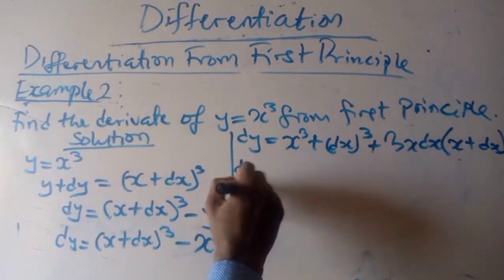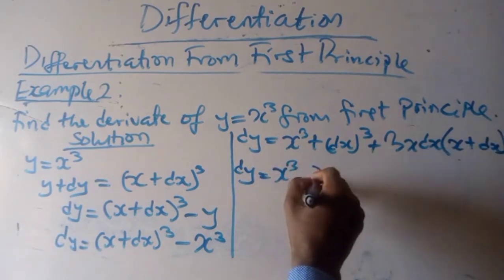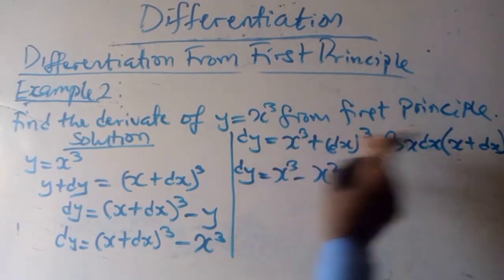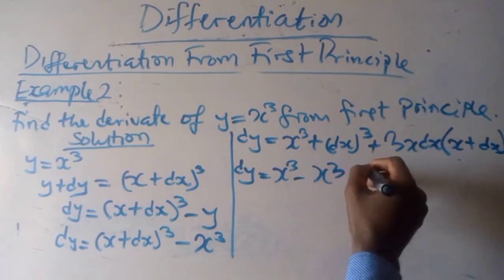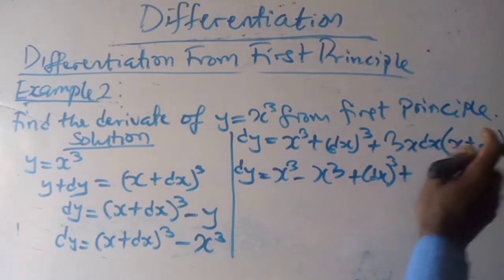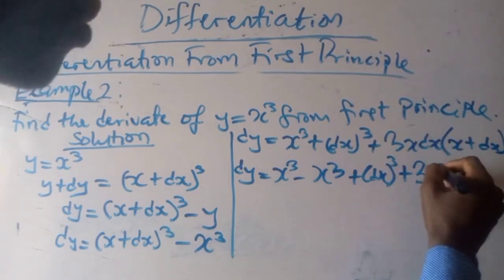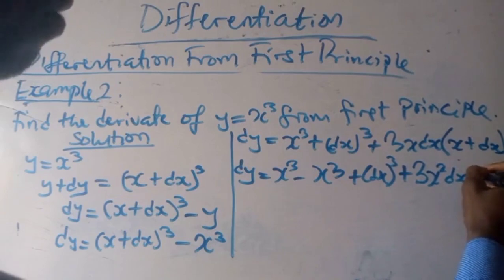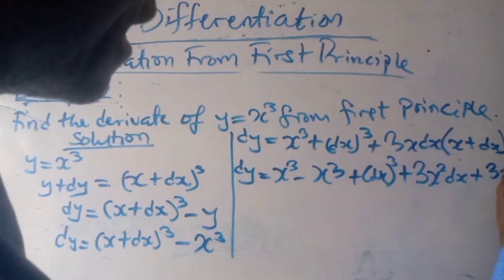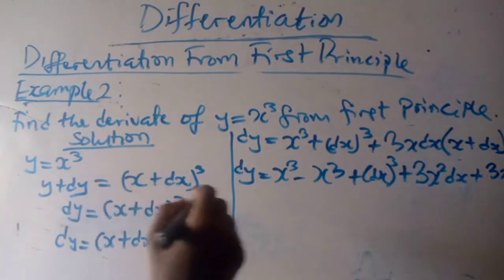Let's rearrange it. So we have x cubed minus x cubed, that is this x cubed minus this x cubed will give us the x raised to power 3. We can then expand this. It will give us 3x multiply x, 3x squared dx, plus 3x dx will give us 3x, the dx squared.